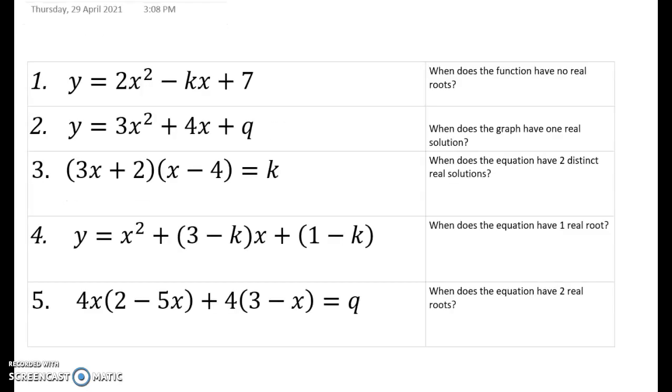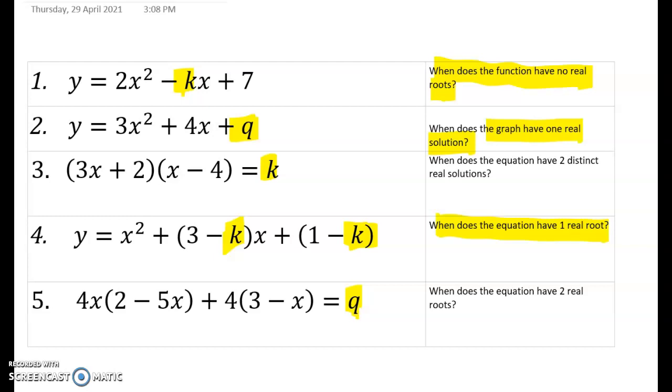So these are the 5 examples that we're going to do, and you'll see that the questions are all ones like this. So when does the function have no real roots? When does the graph have one real solution? When does the equation have one real root? And so on. And then when you look at these equations, you'll see that instead of just having numbers in them, they've all got things like K and Q and P, Q, R, that sort of thing. So that's what's going to make them a little bit harder.